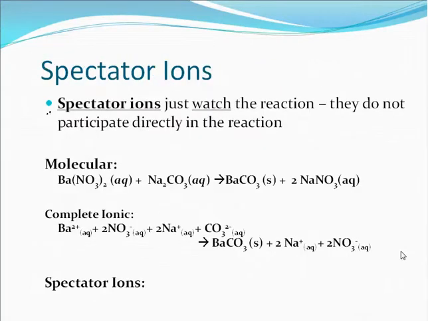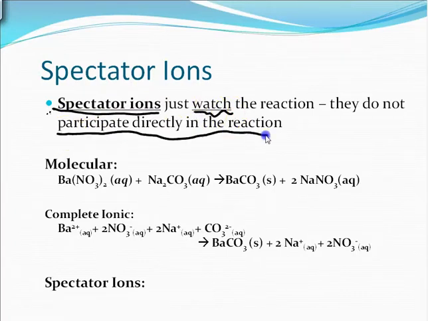The things that aren't participating are called spectator ions. These are things that are just watching the reaction occur. They're not participating directly, they're just kind of there to balance out the charges. And so if we look at our complete ionic equation, look at things that are both reactants and products, but don't change. So we have Na+ and Na+. It's exactly the same before and after the reaction, so it's spectating.